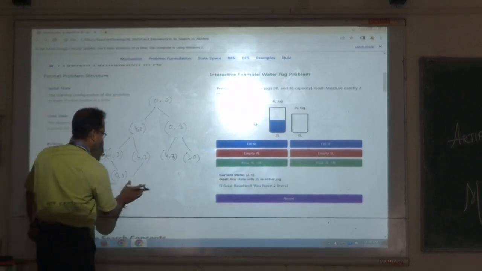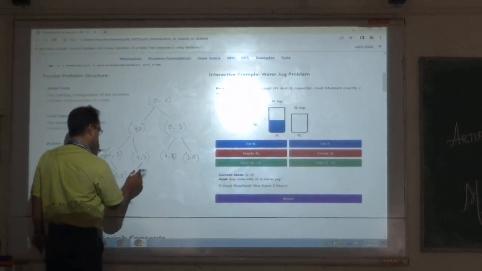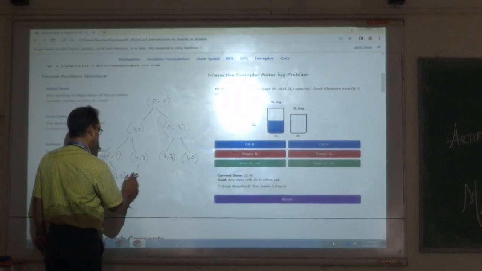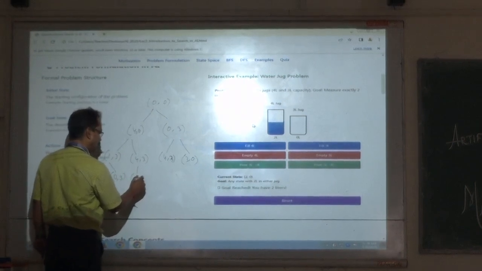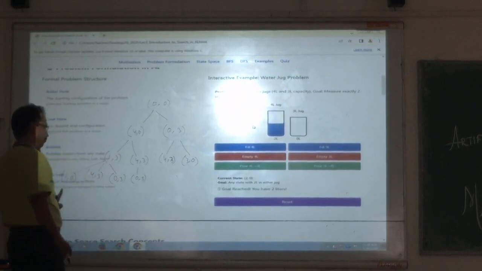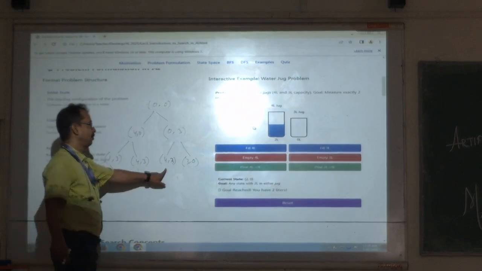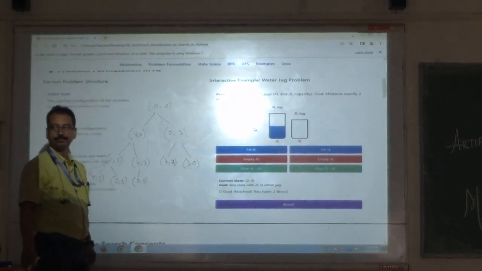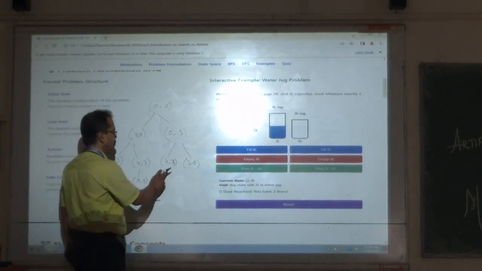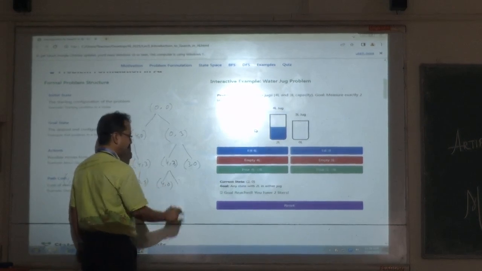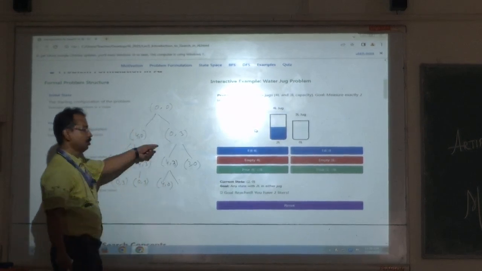So just to keep the level, I am writing here. 0, 3 to 0, 3. Now from 1, 0, come here. From here, what can I do? 4, 0 and 0, 3 is already there.